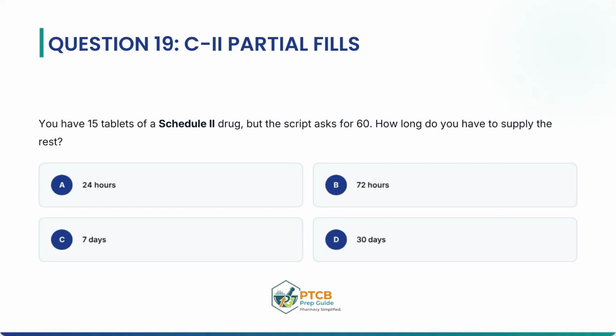Question number 19. You only have 15 tablets of a Schedule II drug in stock, but the script asks for 60. How long do you have to supply the rest to the patient? Option A, 24 hours. Option B, 72 hours. Option C, 7 days. Or option D, 30 days.